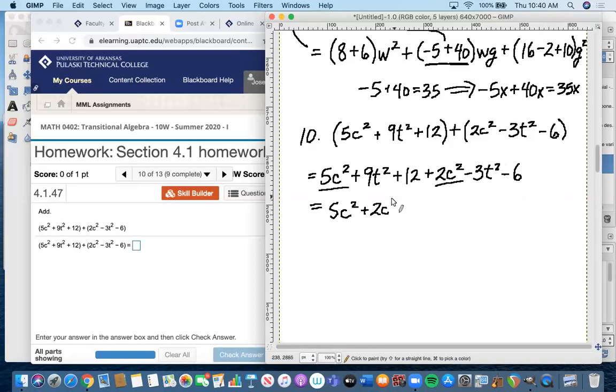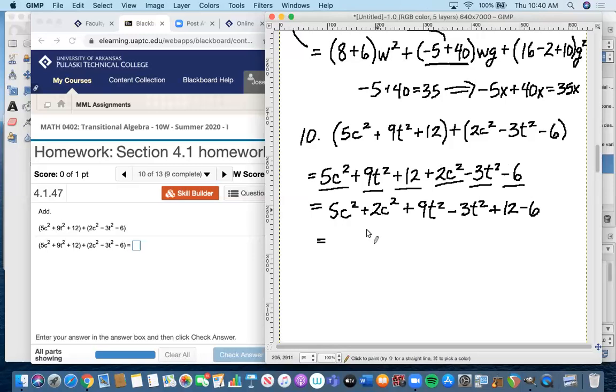2c squared. Okay, so I'm going to add those 5 and the 2 in the next line. Now I've got 9t squared minus 3t squared. Those are like terms, 9t squared minus 3t squared. And then I've got plus 12 minus 6, so I put that on the end. I said that wrong. Okay, and so now all the terms, right? I've written all the terms down the line below. So now I'm just going to add the like terms.